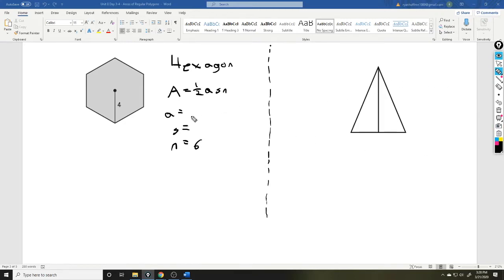We don't know either of these two things, the apothem or the side length. It's not a side length because it's not on one of the sides, and it's not the apothem. The apothem would be dropping down a height like this. This is my apothem. I don't know it. Okay, this is what's called the radius.